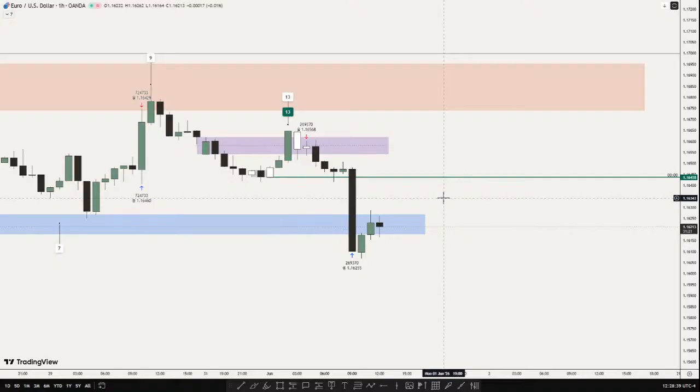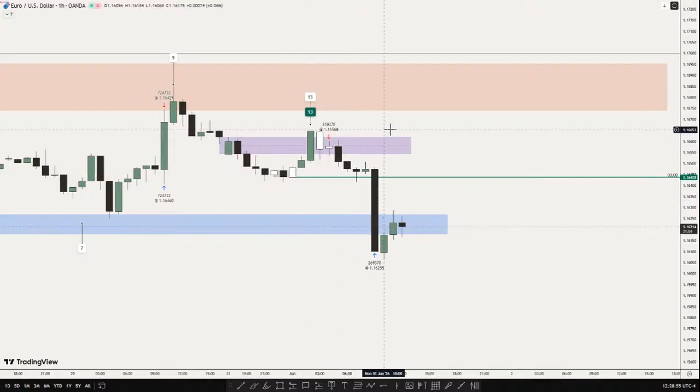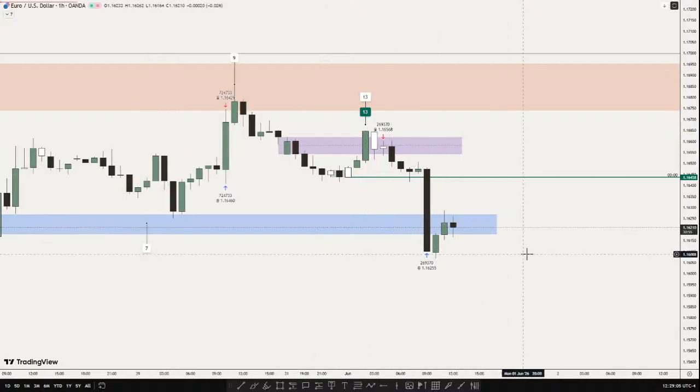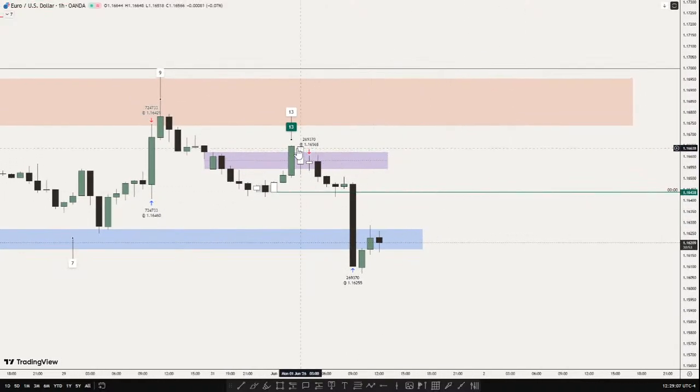And today I will be breaking down this selling trade from EURUSD. So this is the trade from 1.16568 till 1.16255. So this is the trade that I took. So what was the thought process behind this trade and what was the analysis?